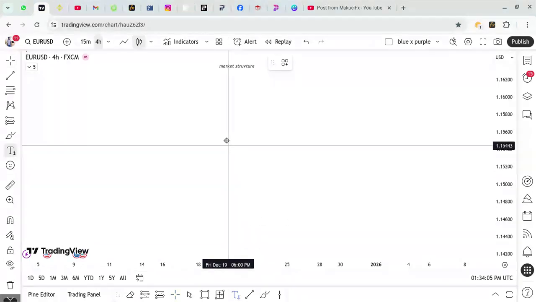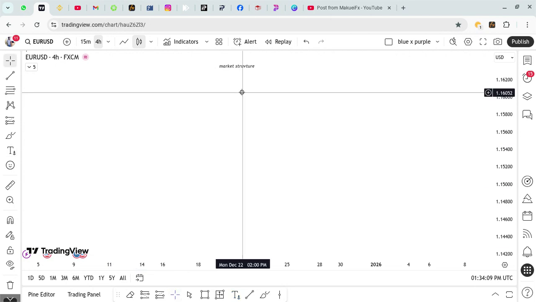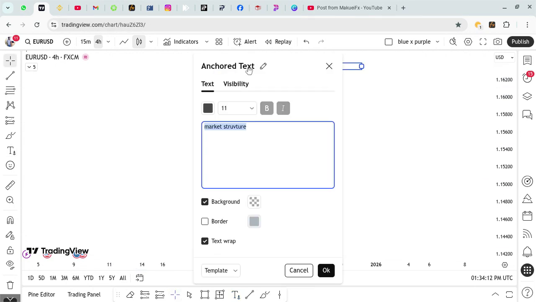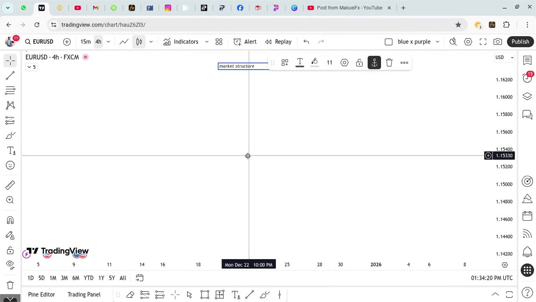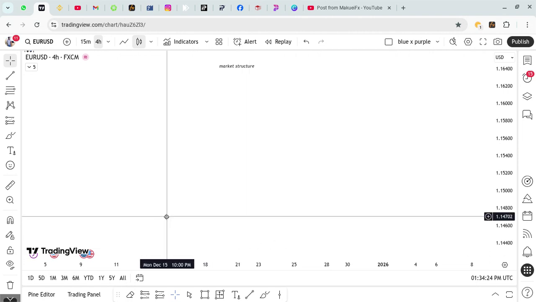So today we shall be tackling a very important topic, and that is market structure and order flow. This is very sensitive, and I can say this is the basics of trading. So if you have covered this, the rest will not be a big issue.